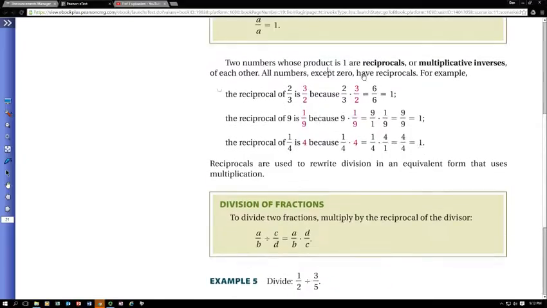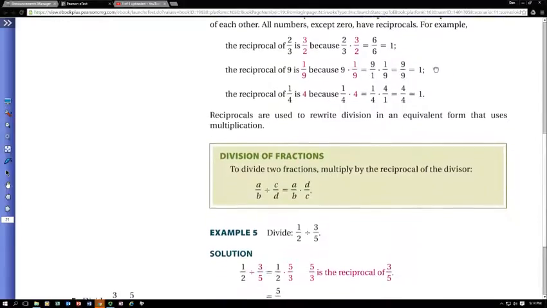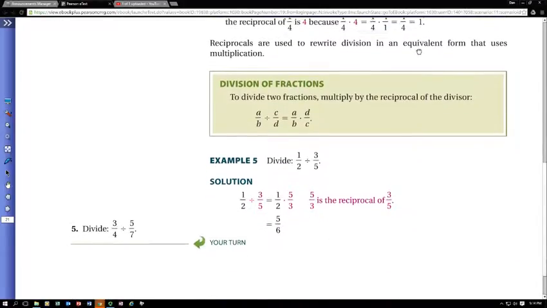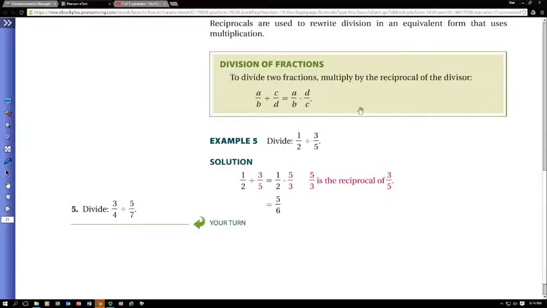Okay, so they define these words, and again, anytime they name something in algebra, it's going to be important. And here's one of the first things that we use. It's very important to use reciprocals. Now we have rules for multiplying. So what do we do with division? To divide two fractions, you multiply by the reciprocal of the divisor.